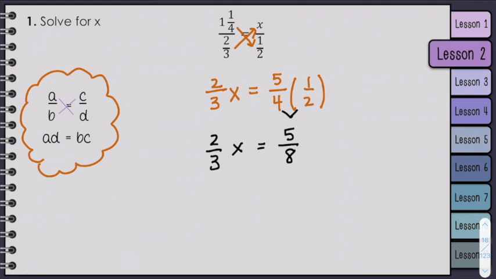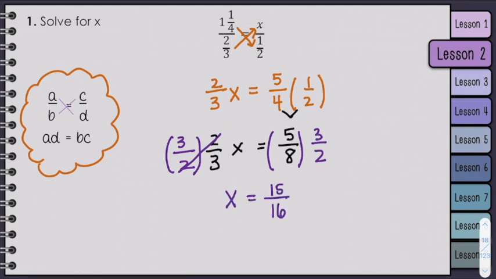Now, if we divide by 2/3, we're really just multiplying by the reciprocal, because eventually these will cancel out. 3/2 and 2/3, they cancel. So if you multiply by 3/2 on that side, you have to multiply by 3/2 on the right. So you get x equals 15 over 16. And you can't simplify that, so that becomes your answer. So x equals 15 over 16, or 15/16.